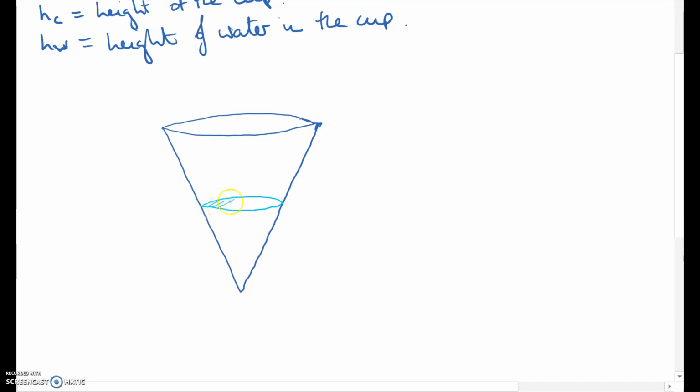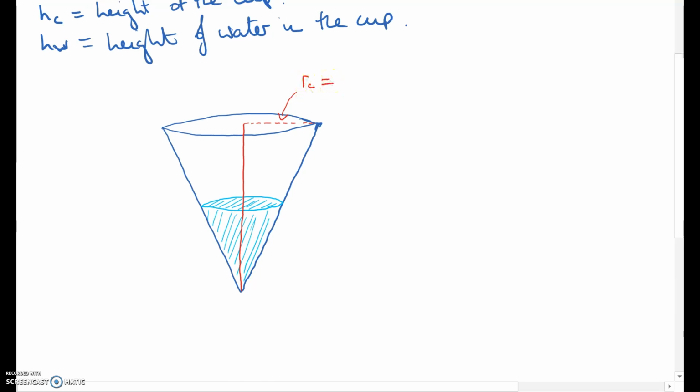Okay, so there's the water within your cup, and hopefully that's clear enough to you. And then just to make some of the dimensions a little bit more clear to you, go up from here at right angles to the surface. Okay, and that is the radius of the cup.